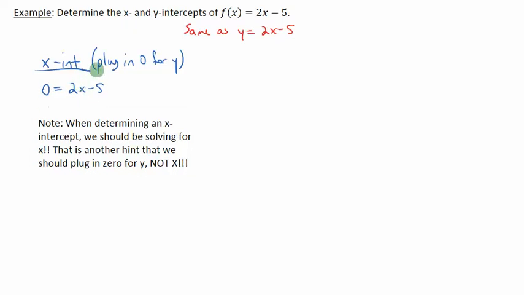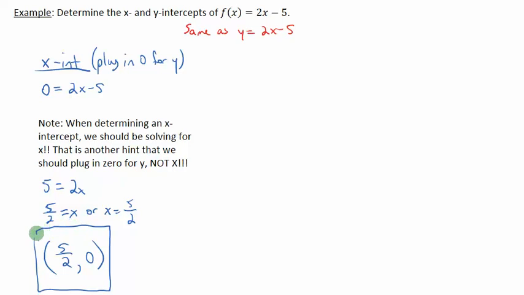All right, let's finish solving for x here. So we'll add 5 to both sides. So we get 5 equals 2x. Then we'll divide both sides by 2, and we'll get 5 halves equals x, or if you want to flip that around, x equals 5 halves. So the x-intercept has the x value of 5 halves and a y value of 0, as we already know, and we get the ordered pair 5 halves, comma 0.